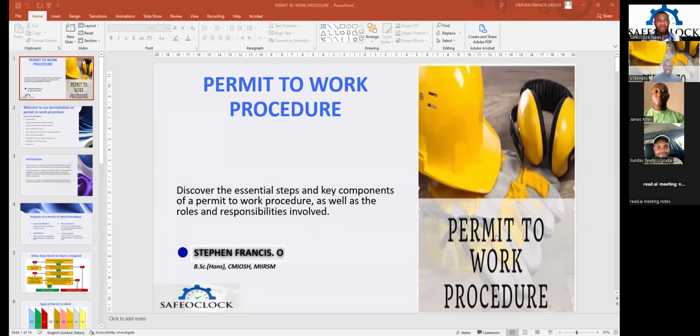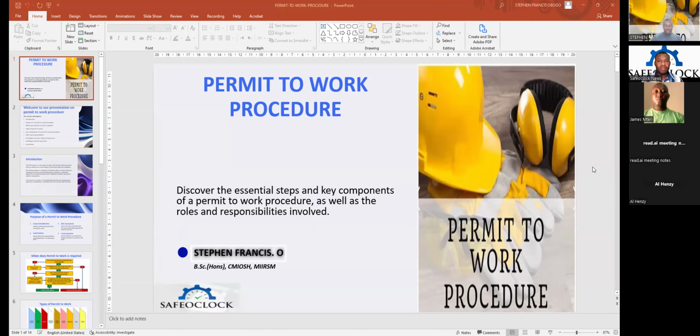So today, as we all know, the topic for today is permit to work procedure. At least for those of us who are within the profession, have this basic understanding about what permit to work procedure should be, except for those who are new or who intend to go into the health and safety profession. This is a platform where you can learn and gain some insights that will also help you along the line.